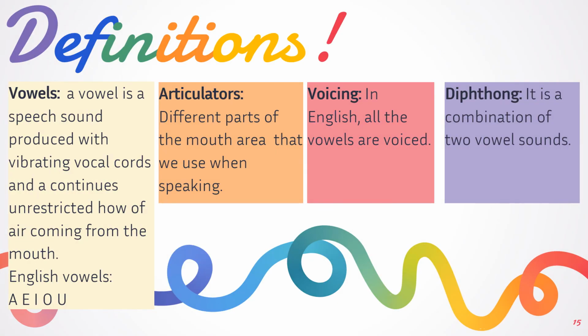Okay, so here you can see 4 important definitions. Let's read them together. Vowels. A vowel is a speech sound produced with vibrating vocal cords and a continuous, unrestricted flow of air coming from the mouth. Articulators, different parts of the mouth area that we use when speaking. Voicing. In English, all the vowels are voiced. So that means that it produces like a vibration in our vocal cords. And finally, we have diphthong. It is a combination of 2 vowel sounds.